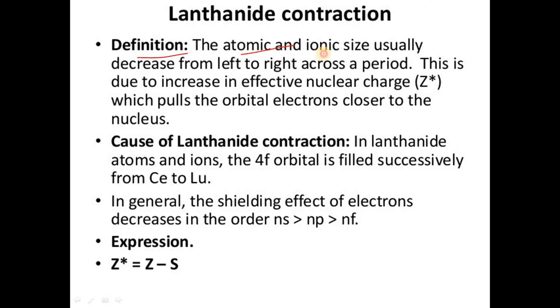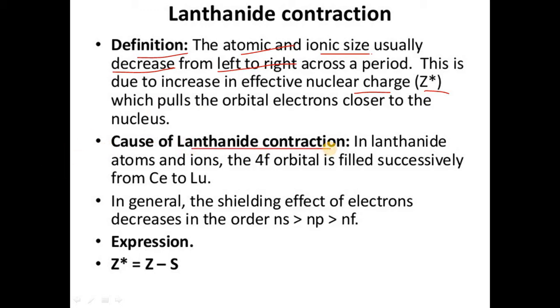The atomic and ionic size usually decrease from left to right across a period, and this is due to the increase in effective nuclear charge Z star, which pulls the orbital electrons closer to the nucleus. That is the cause of lanthanide contraction.